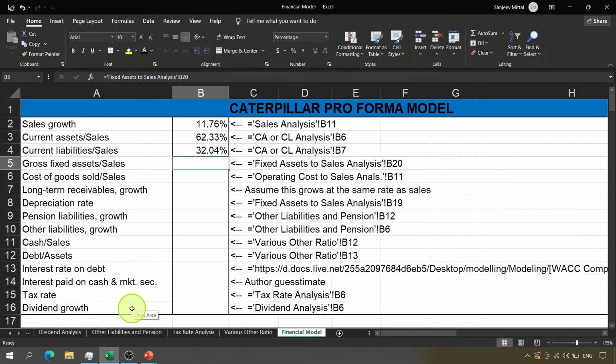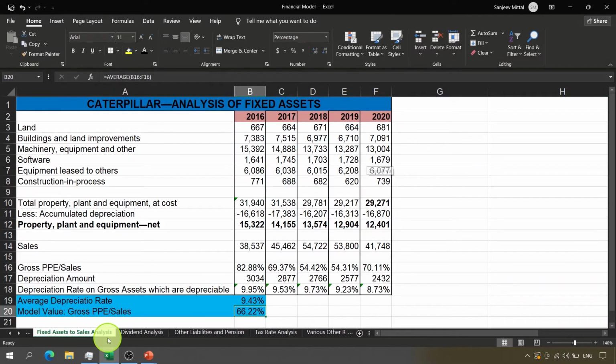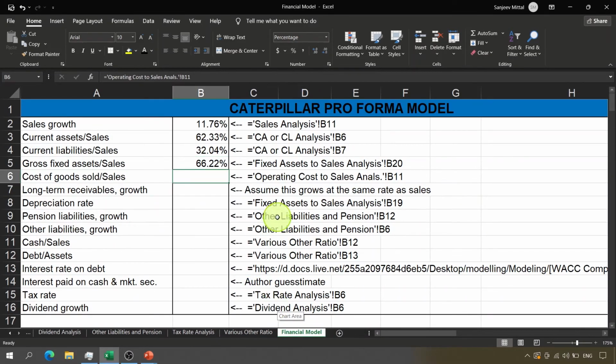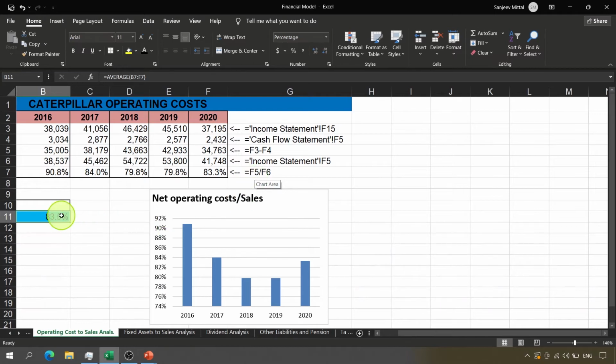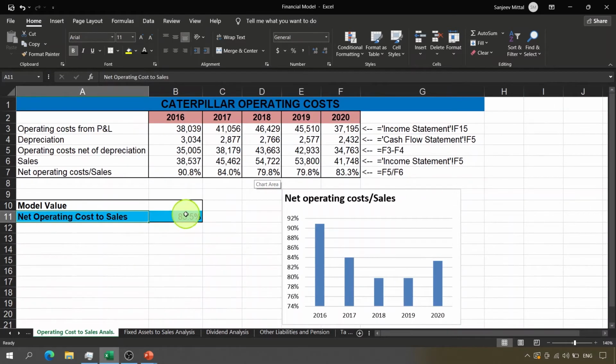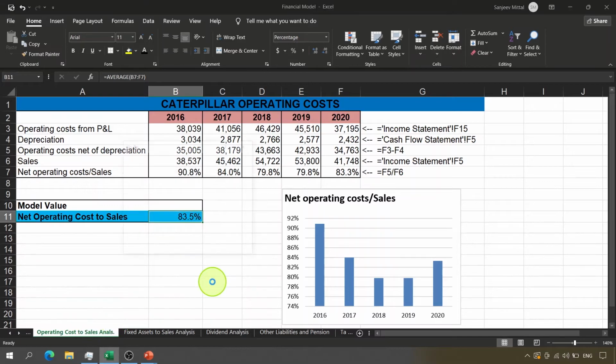And after that, we can simply see our gross fixed assets to sales ratio. The gross fixed assets to sales ratio is 66.22%, which we have taken from our fixed assets to sales analysis ratio from this particular sheet. After that, we have calculated our cost of goods sold to sales ratio. This 83.54% we have already calculated from here. As you can see, this is 83.54% from our operating cost to sales analysis sheet.